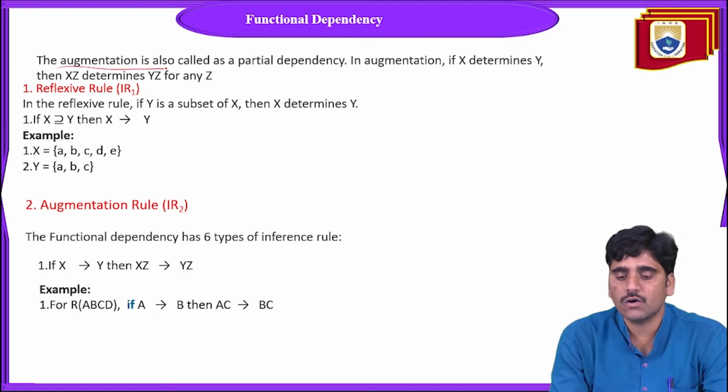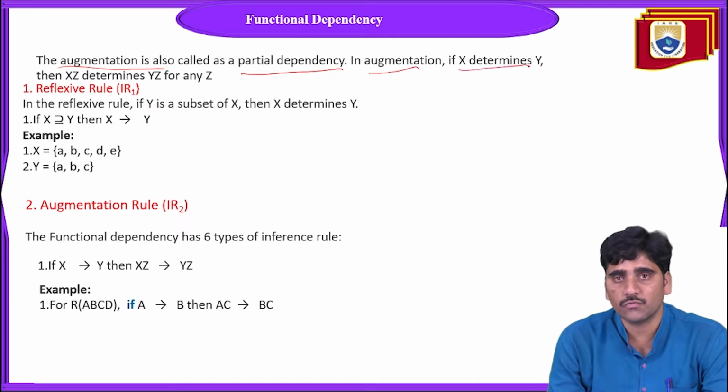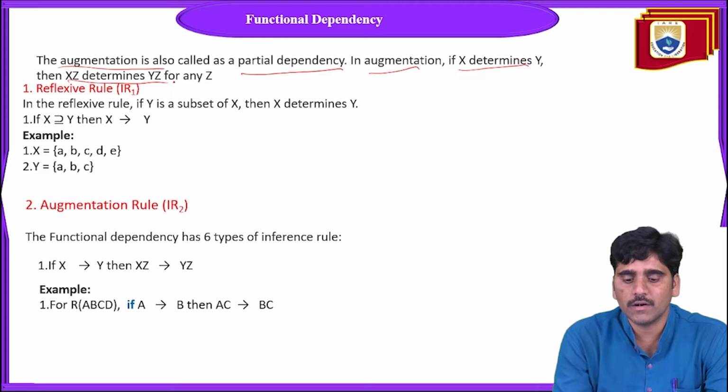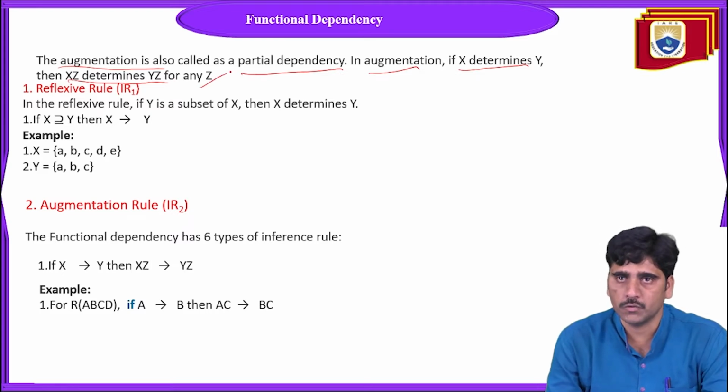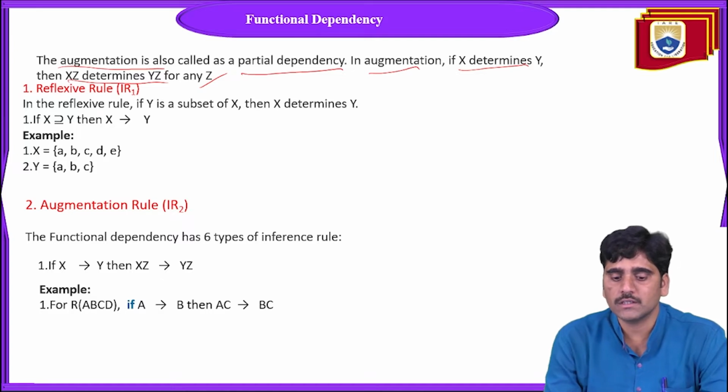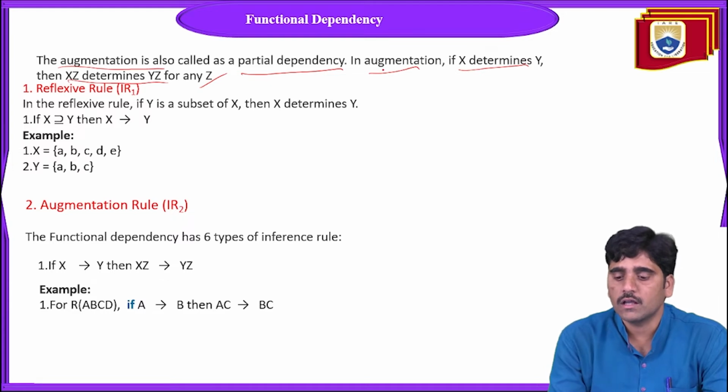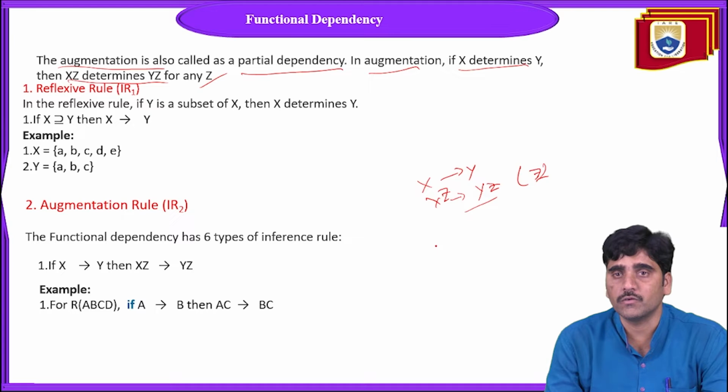The augmentation is called a partial dependency. In augmentation, if X determines Y, then XZ determines YZ for any Z attribute. So if X determines Y, then XZ determines YZ, where Z is another attribute.